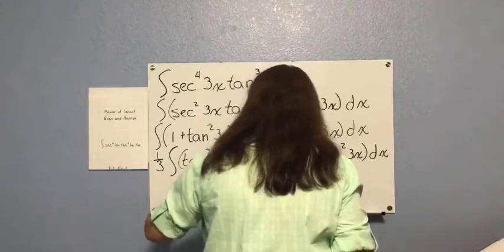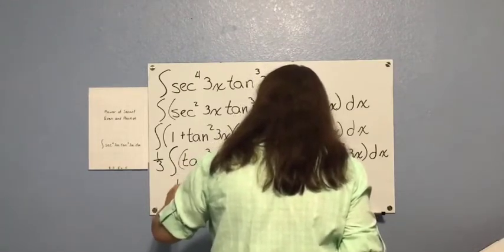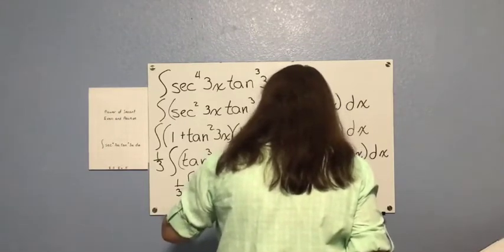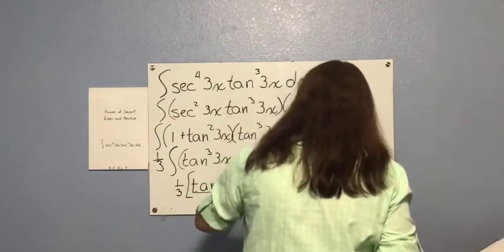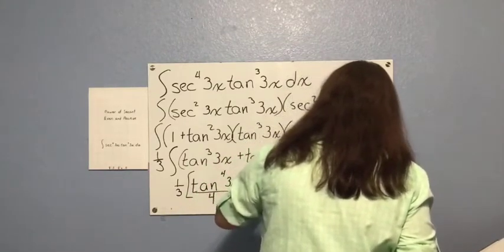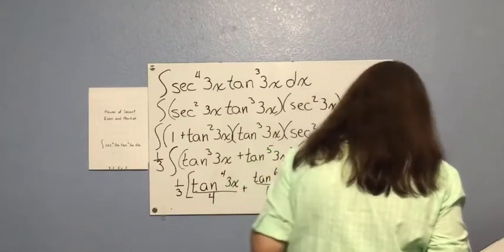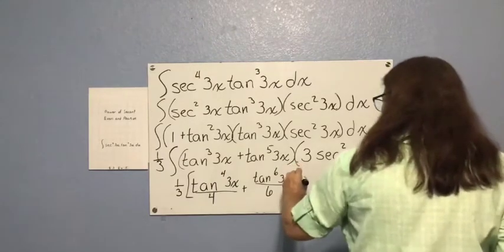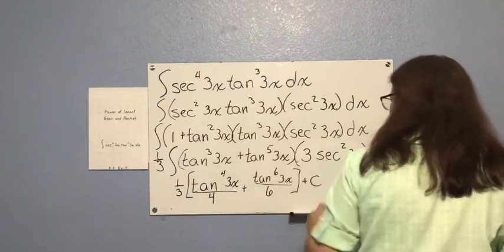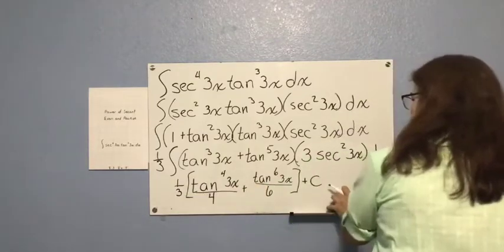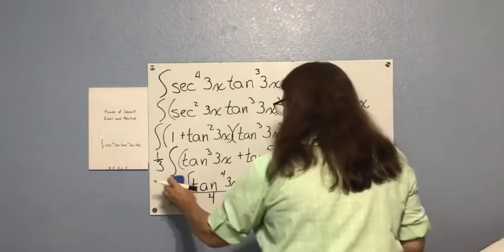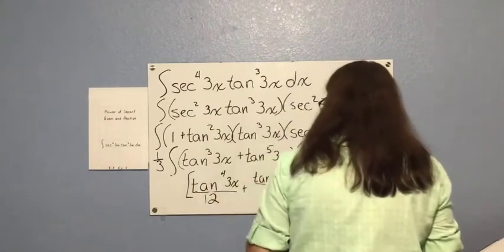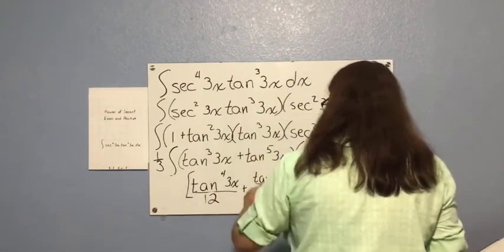Get 1/3 tangent to the 4th of 3x over 4 plus tangent to the 6th of 3x over 6 plus a constant. I can multiply this back through, and then this would be, instead of 4, that would be a 12, and 3 times 6 gives me a denominator of 18 here.